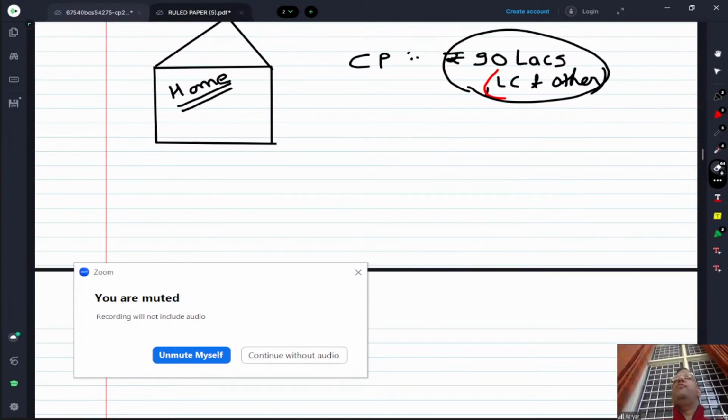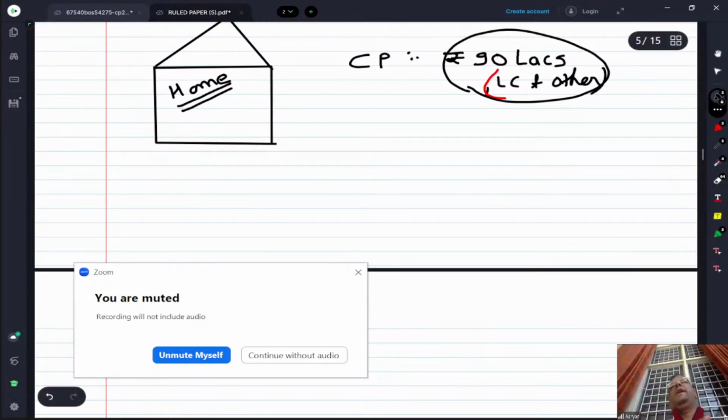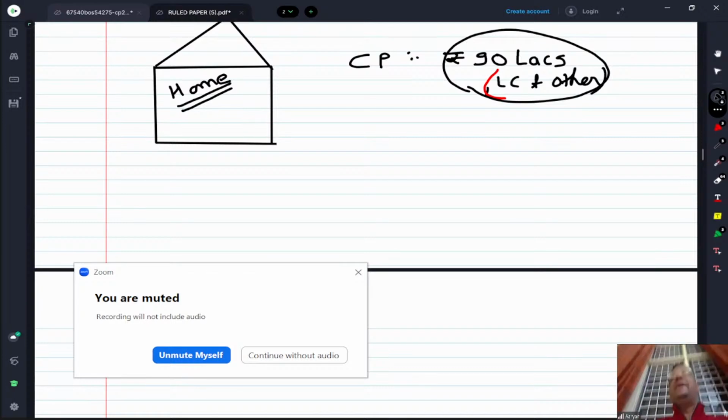Okay, beta. Due to a network connectivity issue, there was an issue. A house is being constructed for me by the contractor. The contract price excluding the raw material cost is rupees 90 lakh. I will purchase the raw material. Rest all the other expenses will be incurred by the contractor. I will pay a lump sum amount of rupees 90 lakh to the contractor for building my house.